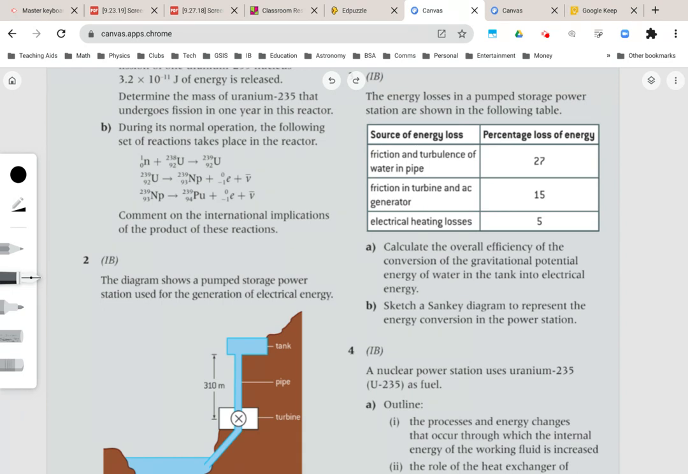Calculate the overall efficiency of the conversion of the gravitational potential energy to electrical energy, and then we want to sketch a Sankey diagram. Okay, well, the first one we can just add up these efficiencies. This is energy loss, and it's already given as a percent. So 27 plus 15 plus 5, that's going to be 47. So we lose 47% of the energy. So our efficiency is going to be the part that we don't lose.